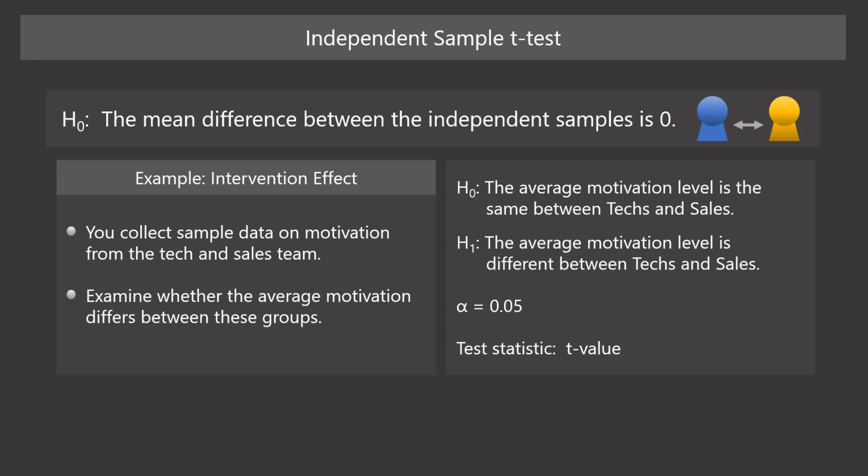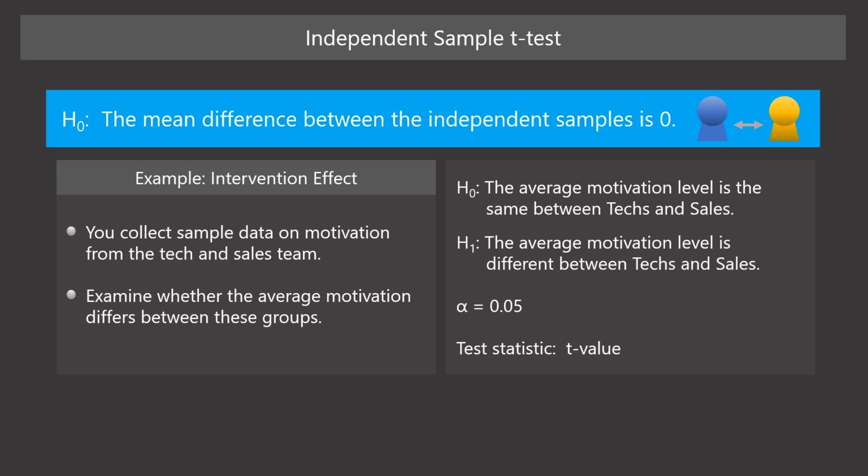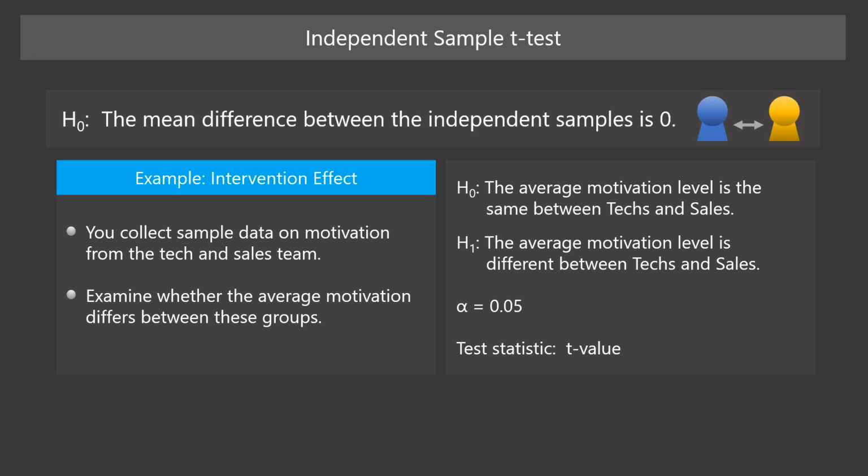Next, let's consider a t-test for independent groups. In an independent sample t-test, we use the mean difference between the independent samples for hypothesis testing. So, the null hypothesis is that the mean difference between the independent samples is 0. Let's consider an example. Suppose you're a human resource manager and we collect a sample data on employee motivation from technology team and sales team. We want to know whether the average motivation differs between these groups.